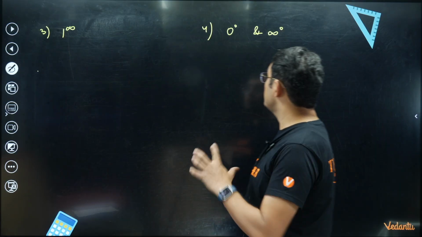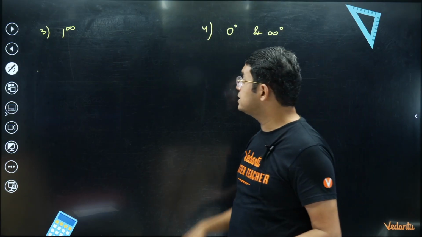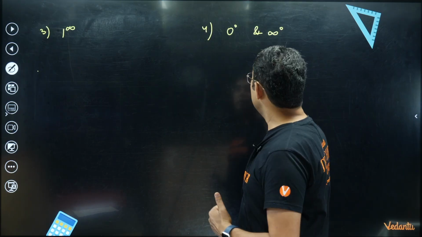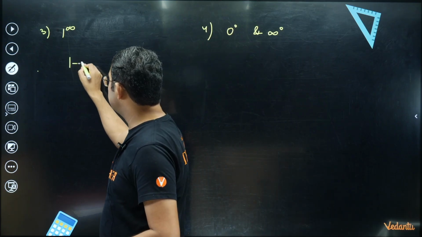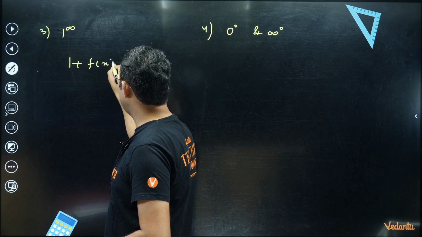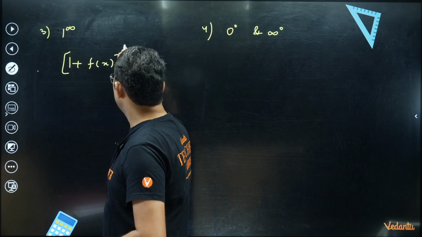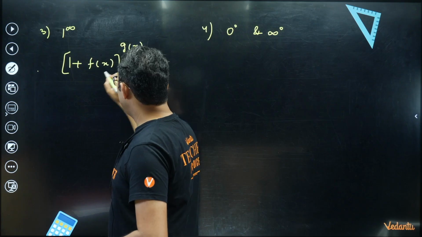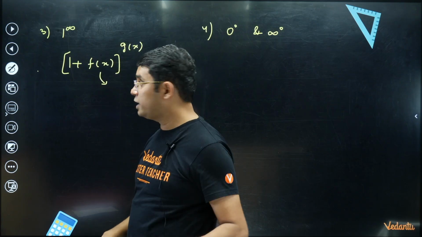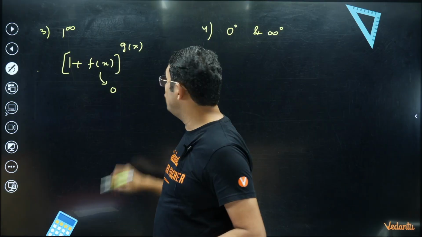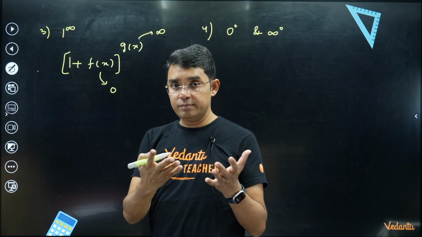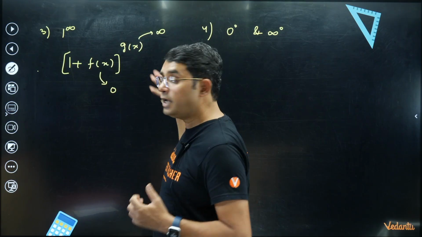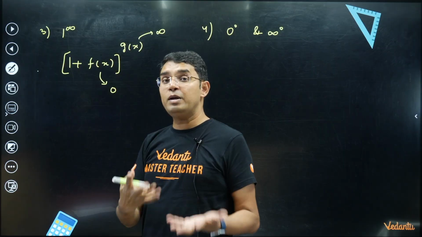Now there are 2-3 forms other than the standard things like 1 power infinity and 0 power 0 and infinity power 0. What is 1 power infinity? Please understand, 1 power infinity means it will be like 1 plus fx raised to the power gx, where whatever x you are given, this fx will be tending to 0 and this gx will be tending to infinity. So you can see 1 plus 0 becomes tending to 1 and this is tending to infinity. So it is actually 1 power infinity.